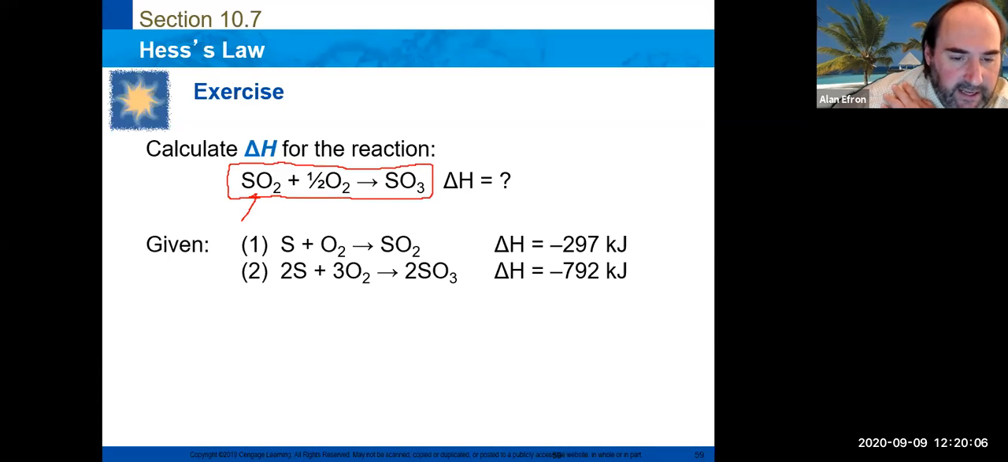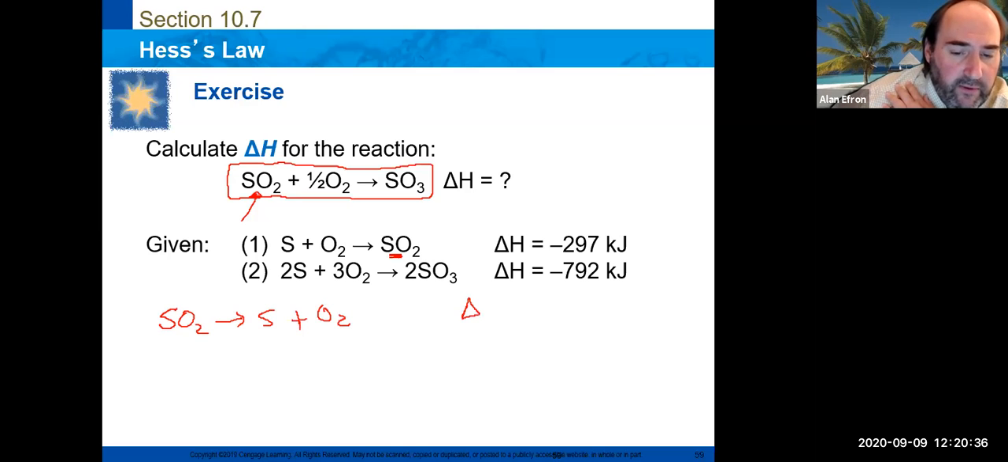I want to get the SO2 on the left-hand side, and the only one that has SO2 in it is the first equation. What I see is that in the first equation it's on the right-hand side, which means that is not the correct side. So I definitely need to reverse the first reaction. When I reverse the first reaction, that just means everybody on the left goes to the right, everybody on the right goes to the left. So it's going to rearrange and be reversed and look something like this.